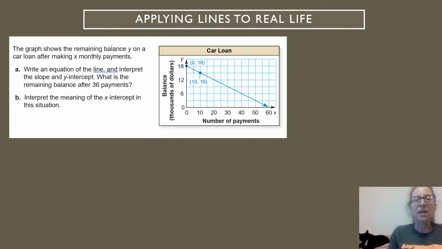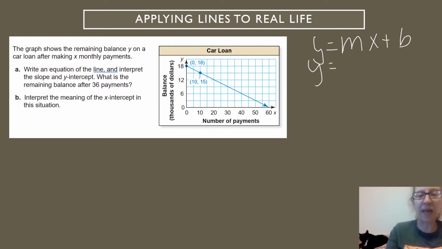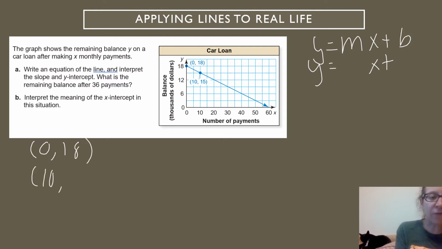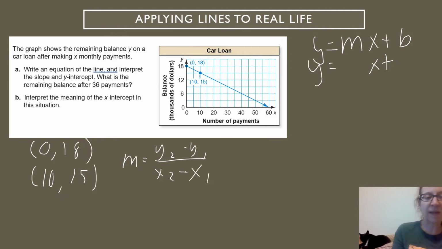That, of course, is something I added. I added that problem. So remember, we want to write the equation for the line, so we need y equals mx plus b. We need the m and we need the b. We need to be able to fill in those blanks. I have two points there: the point (0, 18) and the point (10, 15). Here's my formula for slope: y2 minus y1 over x2 minus x1. That's a minus sign.